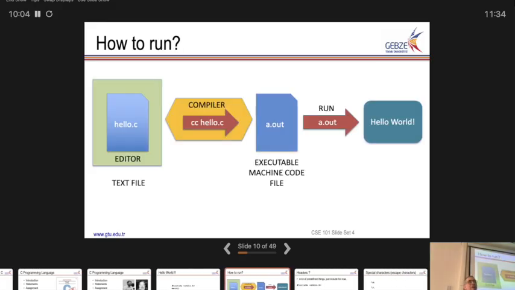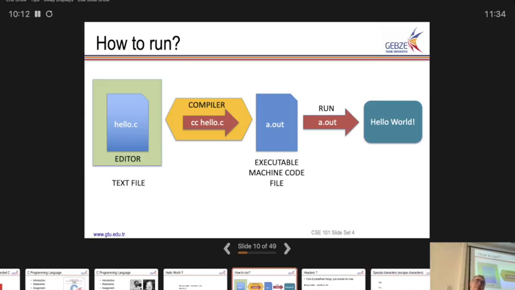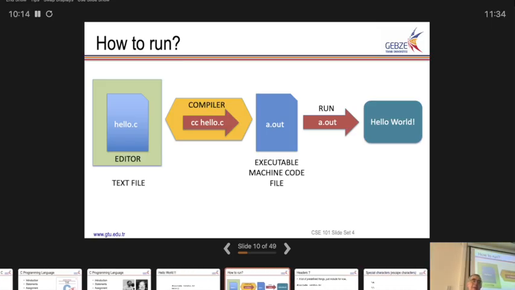So, we write our program, this hello.c. We save it to the directory. We compile cc hello.c. Did you do it yet? Probably this week. cc hello.c. Then the output becomes a.out. A.out is an executable code. You run it from the shell and it executes. A.out contains machine code, so it runs fast.